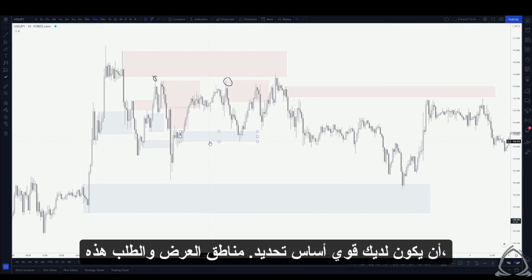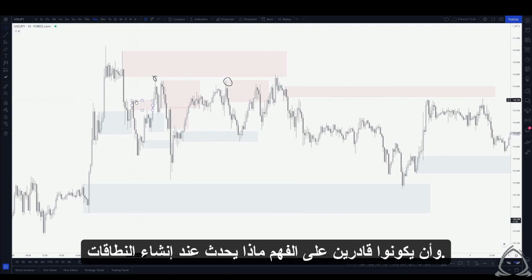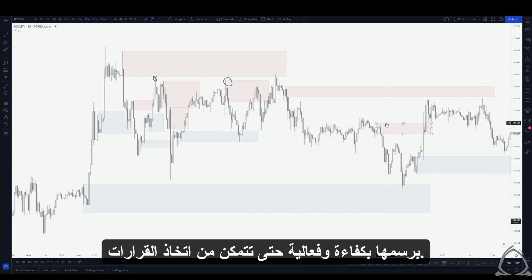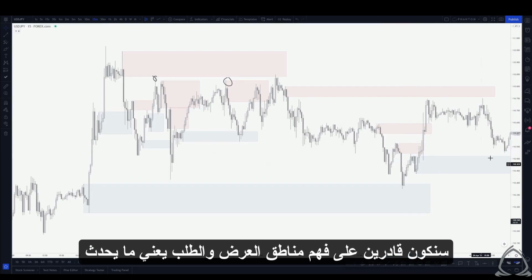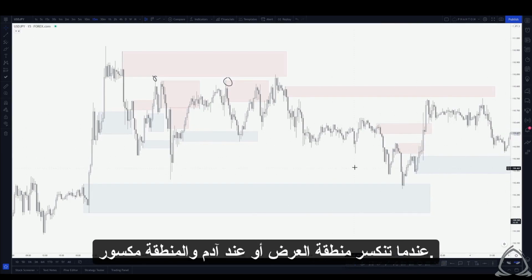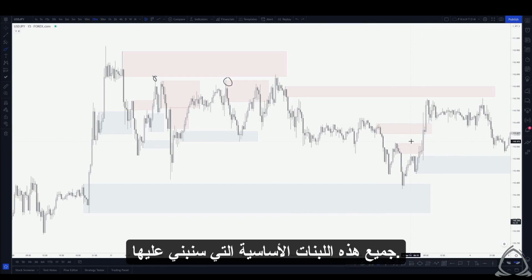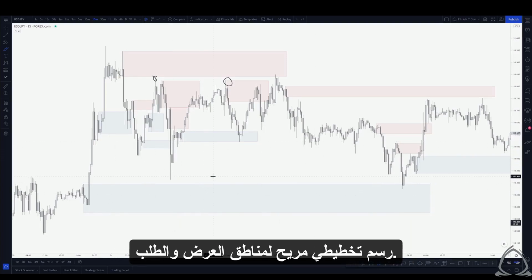Because it's incredibly important that you have a strong foundation of identifying these supply and demand zones, being able to draw them, map them, see them on a chart, understand what's happening when ranges are created and when you see pivots in the market, and map them out efficiently and effectively so you can make decisions. Again, we're going to build on this knowledge. We're going to understand what these supply and demand zones mean, what happens when a supply zone or a demand zone is broken, and what the significance of a return back to a zone may imply. All of these building blocks we're going to build on, but at this point, the main and primary focus you should have is just getting comfortable mapping out supply and demand zones.